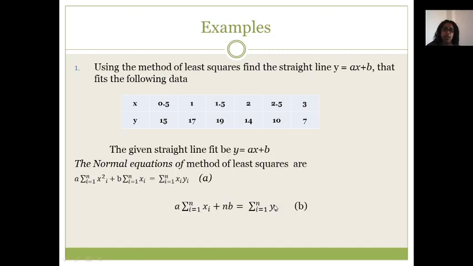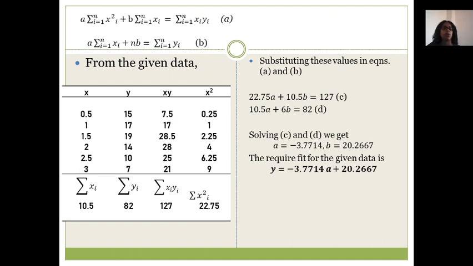Looking at the equations A and B, you will get an idea of what you need in order to find a and b. Sigma xi square is required, sigma xi is required, sigma xi yi is required. And we just tabulate the needed things. The given x, given y, taking the product, since we need xi yi, and what else do we need? x square.